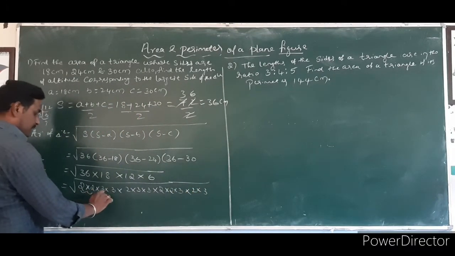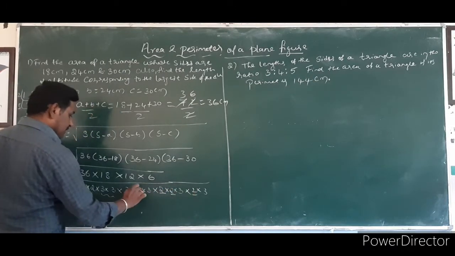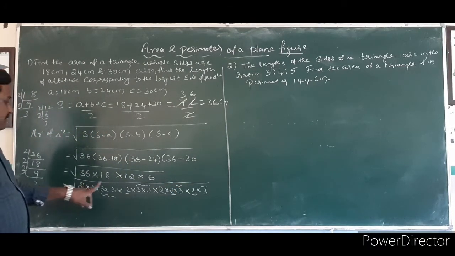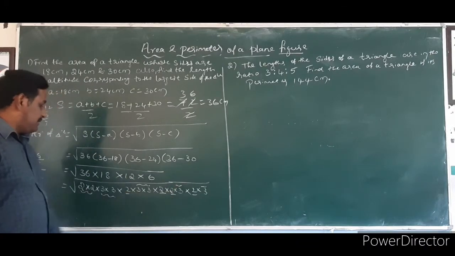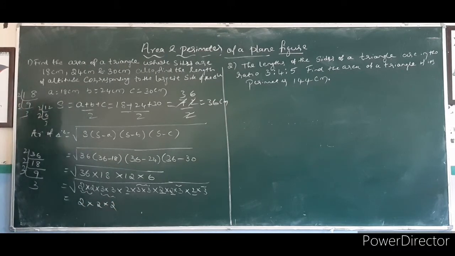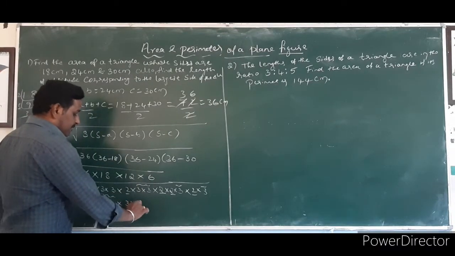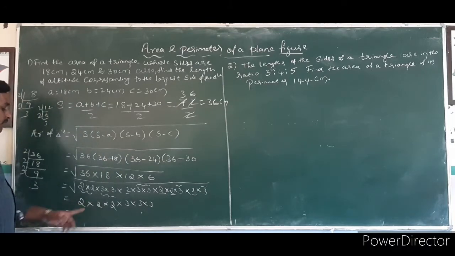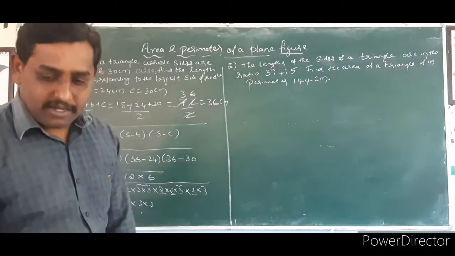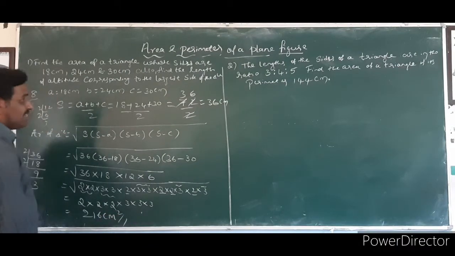Group the 2s, this 3, and this one and this one, this and this, these two, this and this. How many groups of 2s are there? 1, 2, 3. Then you can take 3 2s outside. Next, 1 group, 2 group, 3 group. Next you can take 3 outside. 2 2s are 4, 4 2s are 8, 8 3s are 24, 27. If you multiply like this, you will get the answer 216 centimeter square.